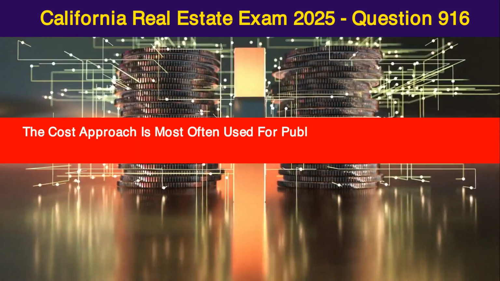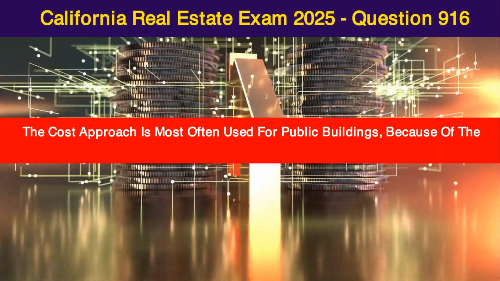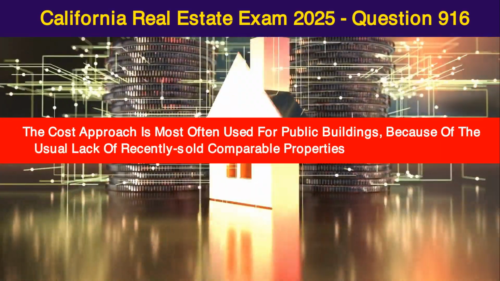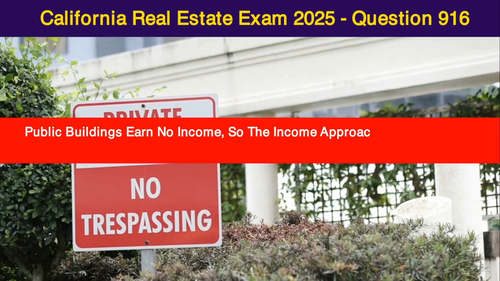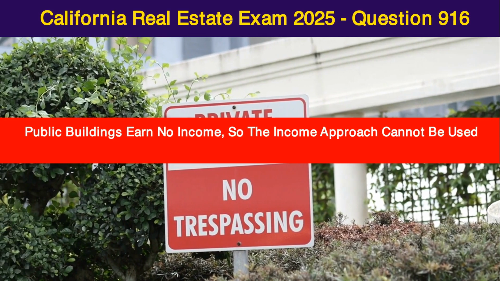The cost approach is most often used for public buildings, because of the usual lack of recently sold comparable properties in the local market. Public buildings earn no income, so the income approach cannot be used either.